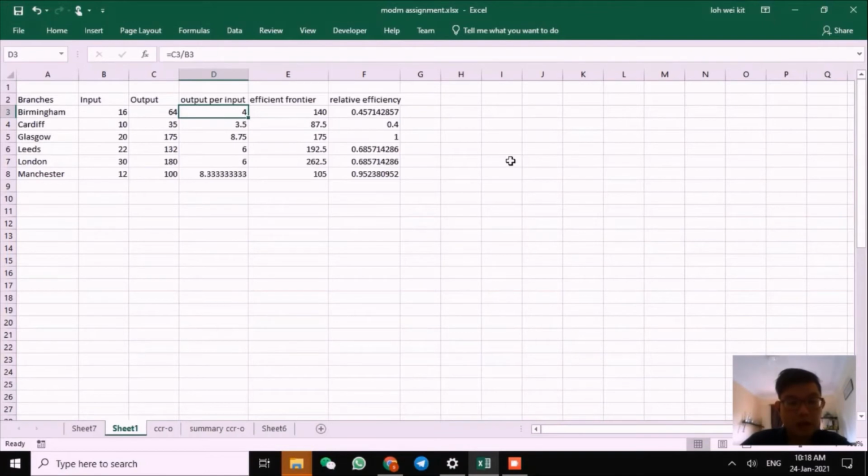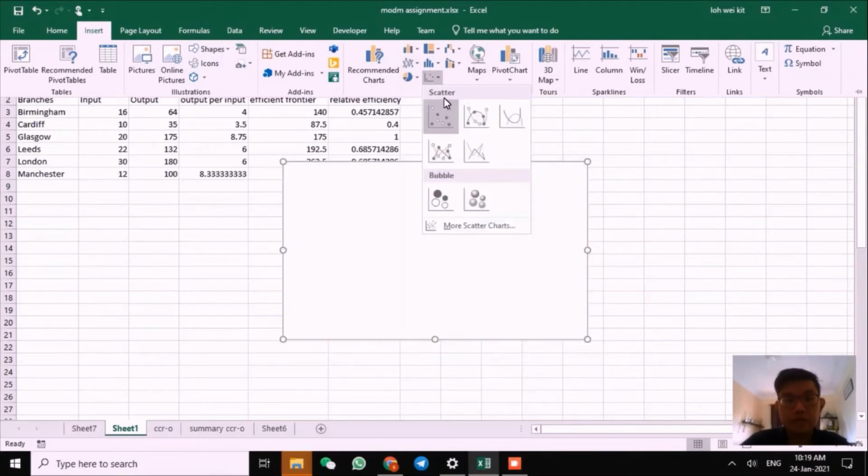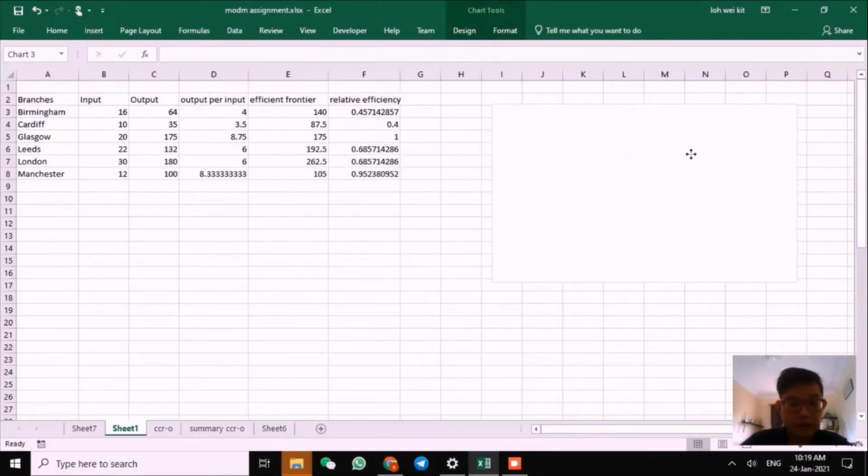The table in Excel shows that the highest output per input is Glasgow, while the lowest output per input is Birmingham. This implies that Glasgow is the most efficient branch and Birmingham is the least efficient. We may use the scatter function in Excel to plot our graph. To plot our graph, we will let X be the input while Y is the output.